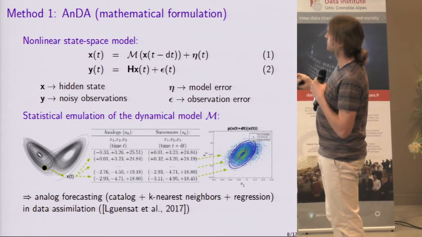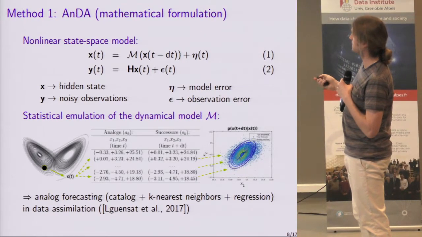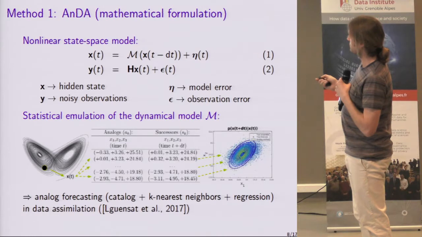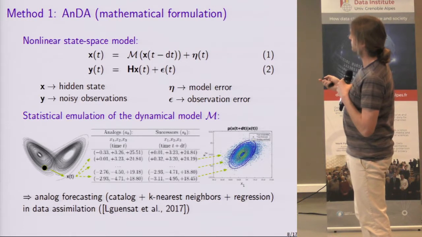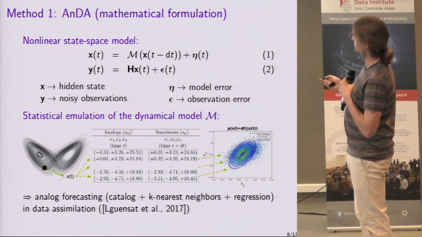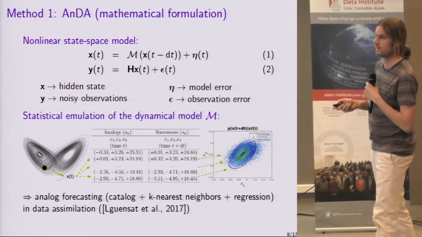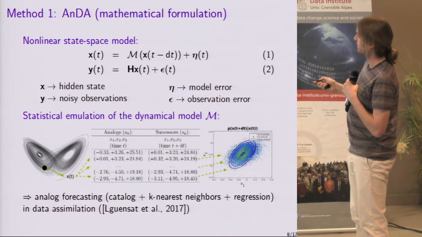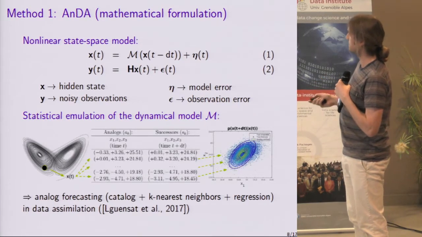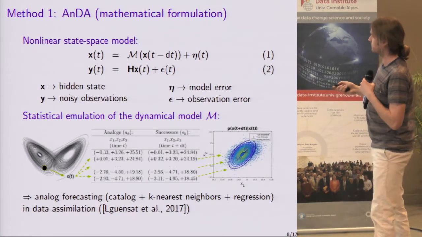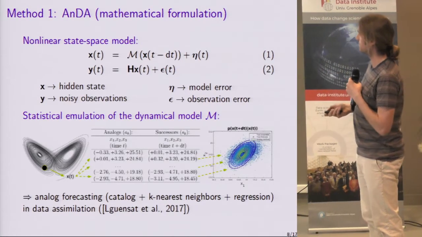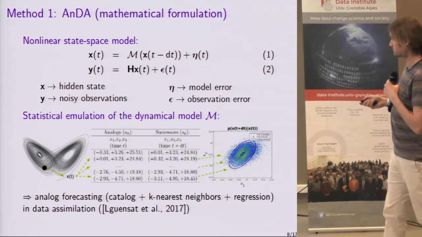So this is where the model is here, M. So we use a model. This can be a physical model or a statistical model to get the relationship between the state of your system at the previous time and the current time. Basically, your equations are here, or you can use a statistical emulation of the system. That's what we use here in the analog data assimilation.